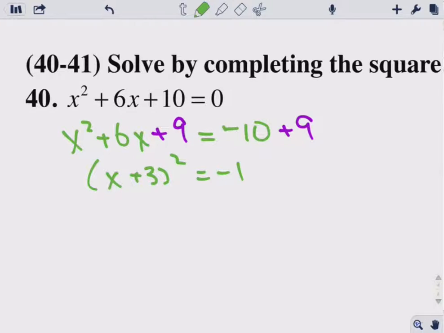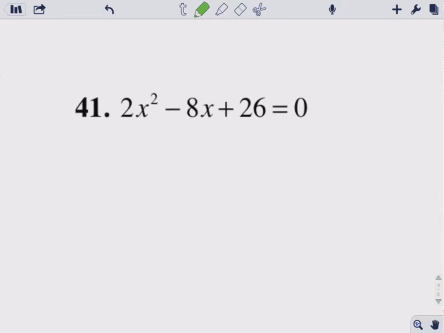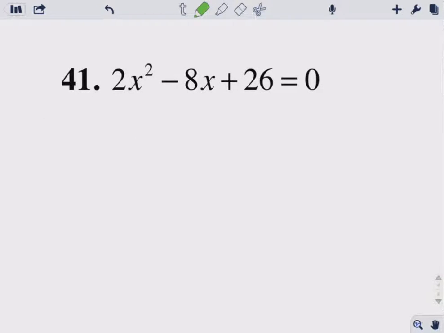Take the square root of both sides. You get x plus 3 is equal to plus or minus i, or x is equal to negative 3 plus or minus i. For 41, I can divide by the 2 first.